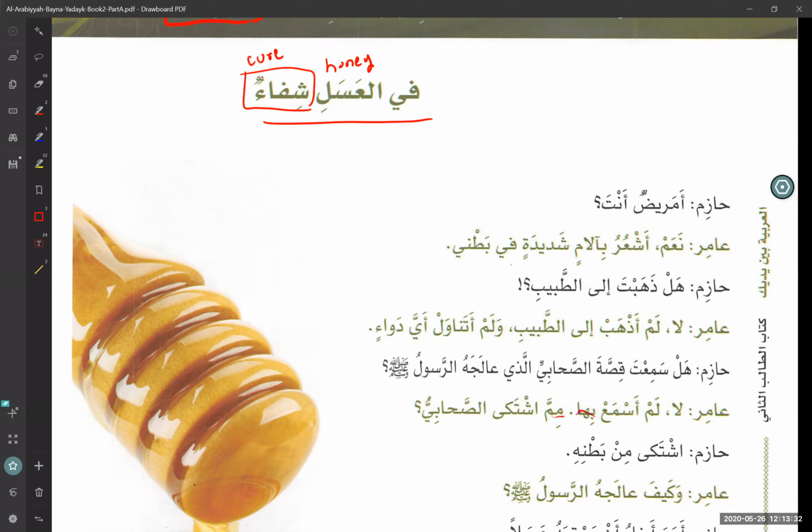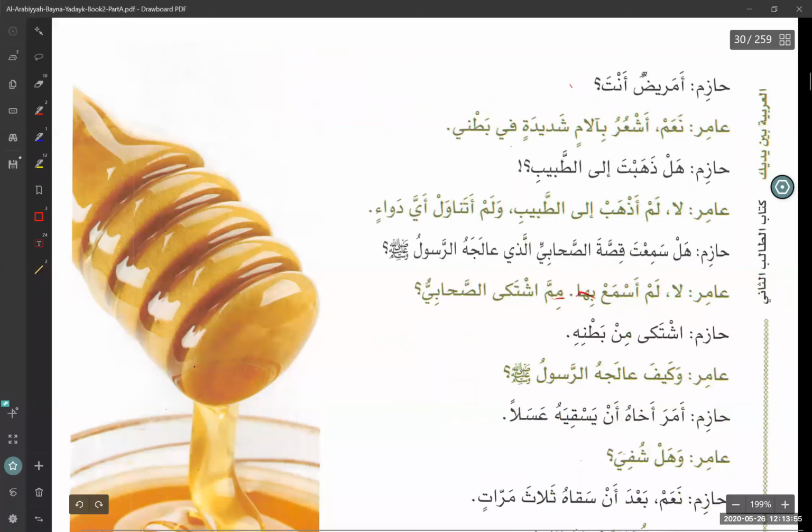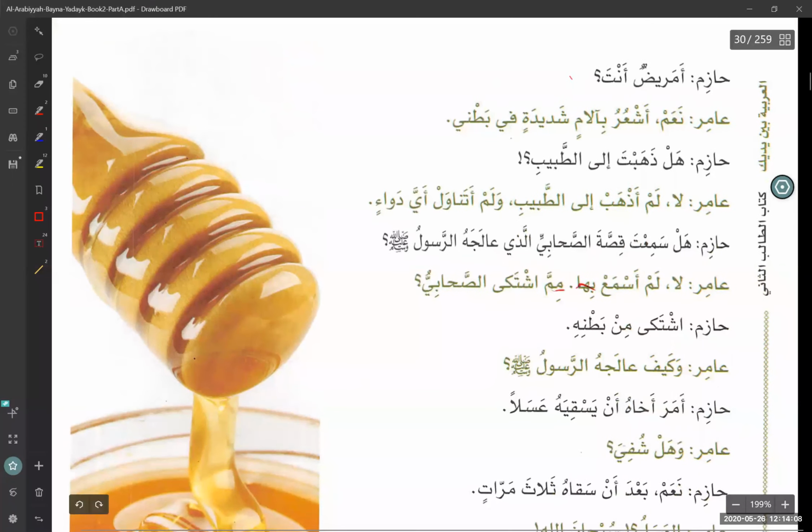Now this text, the audio for this text doesn't actually completely match with the conversation, because I think the audio tape is for the previous edition. So the new edition, they made some changes, but anyway, we can still listen and see what we can get out of it, inshallah. Okay, so let's get started.